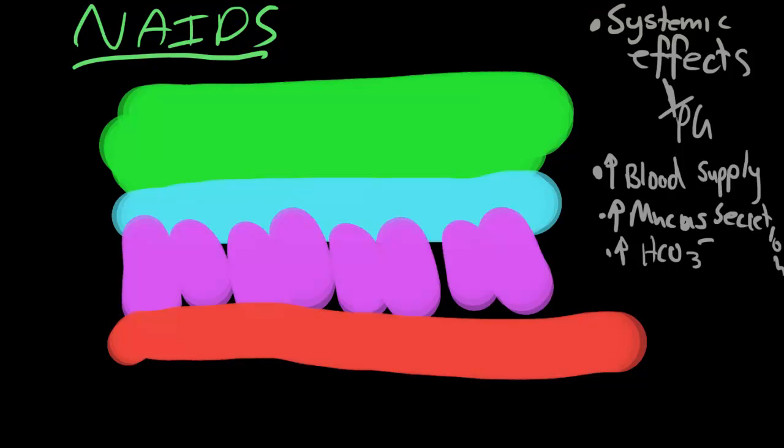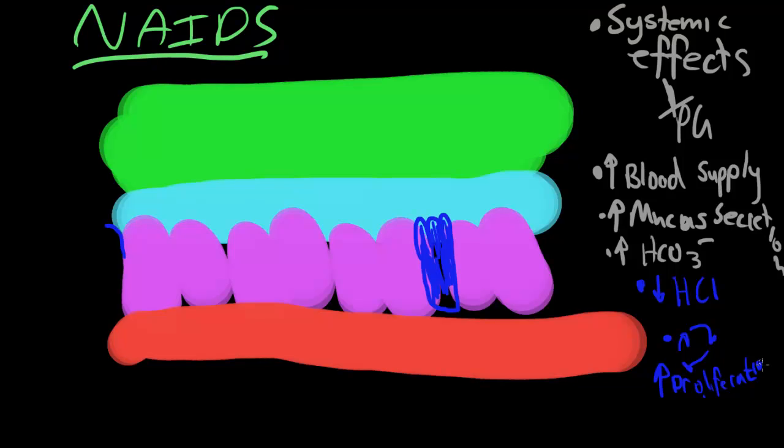And they can also, apparently, have an effect on, I'll draw in here, none of this is very well drawn, the parietal cells to decrease hydrochloric acid production. So that's what they can do. Another thing is that prostaglandins also stimulate the proliferation and replication of cells, so proliferation of mucus secreting cells. So that's what your prostaglandins do.